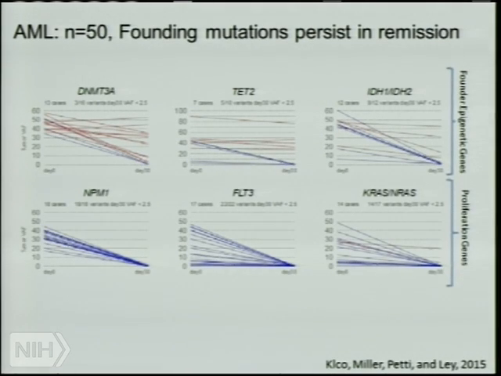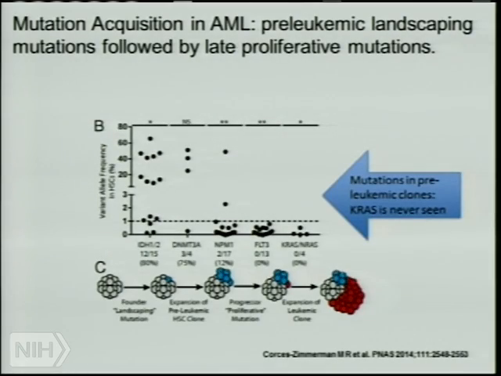And when you treat the patient, and after 30 days patients are in remission, the proliferative genes that are mutated disappear. They're gone. This is a number of patients, but the proliferative genes disappear, while those landscape epigenetic modifiers persist. So those pieces of evidence, and then here's a different paper showing basically the same thing.